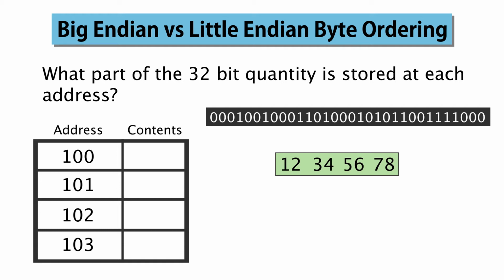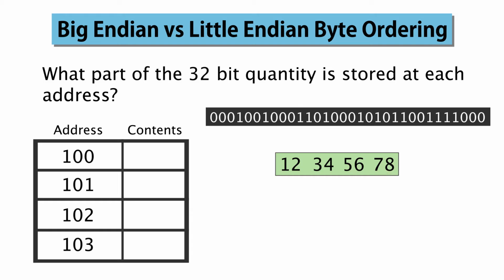We say that the digits on the left end are more significant than those on the right because they carry more weight. That is, in our standard positional notation, they represent multiples of higher powers of 16. Thus, the most significant byte in this case is 12. The least significant byte is 78.